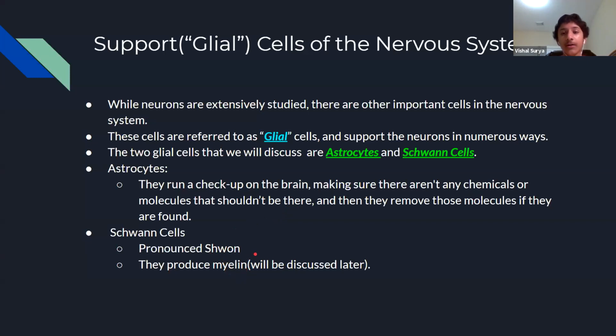The third type of glial cell is microglia, which I didn't put on the slides, but microglia are sort of like the immune cells, and they help prevent the nervous system from coming under attack from, let's say, viruses, bacteria, all of that.